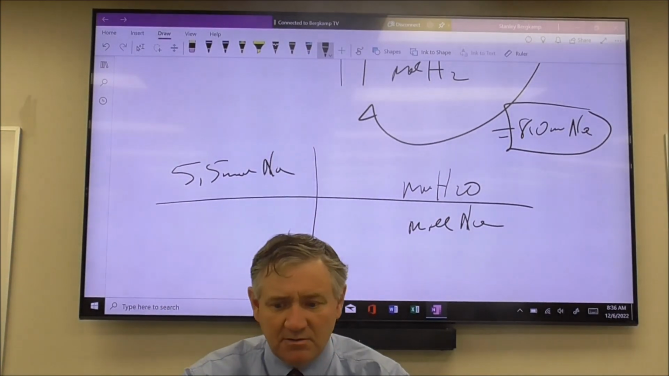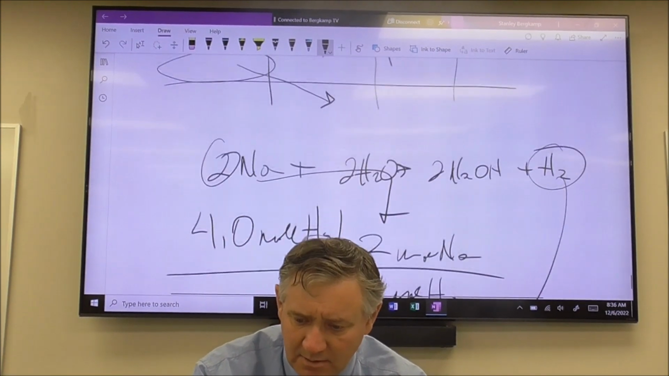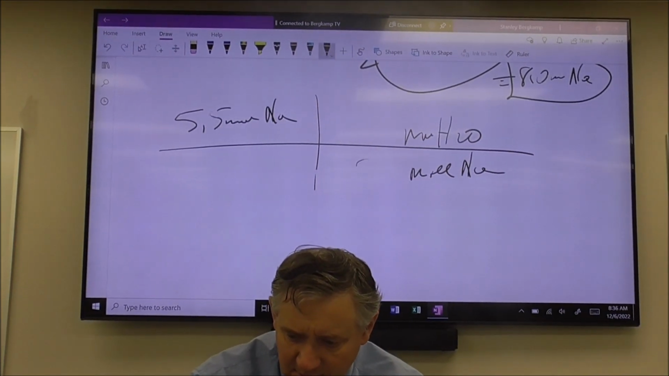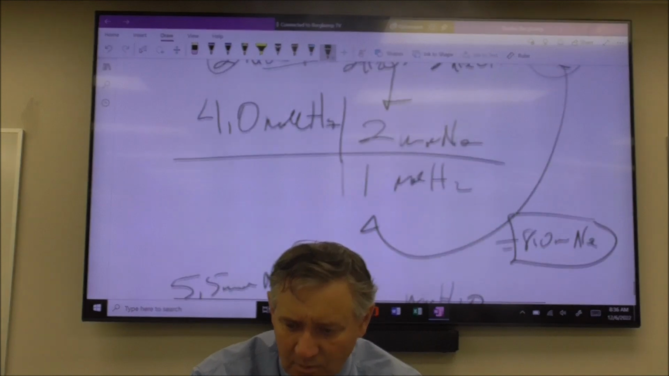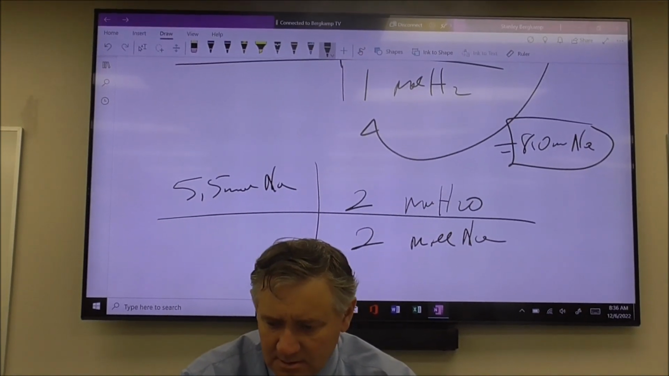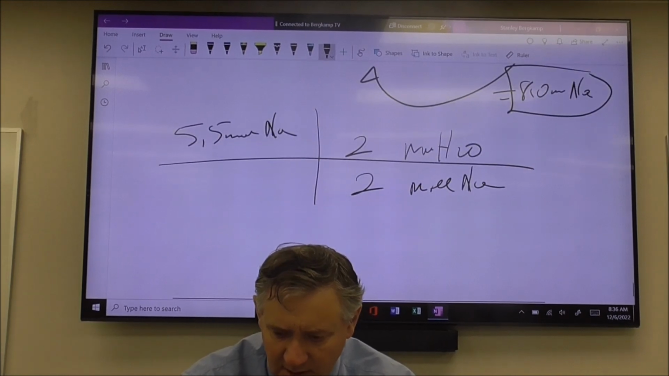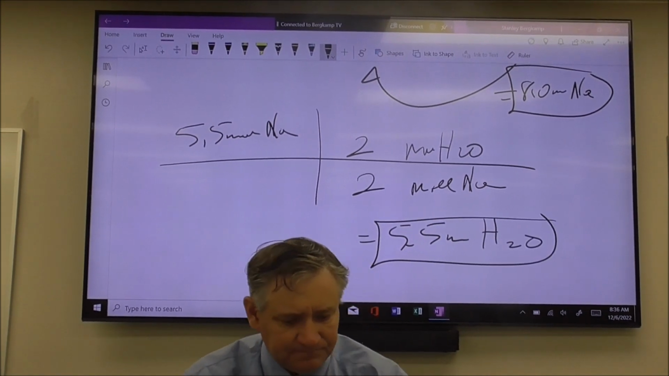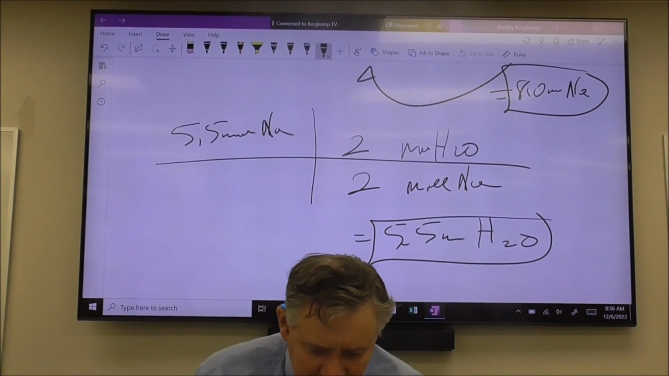Now I know my ratio, and then I'm going to come up here and go, oh, in front of the sodium, there's a 2. In front of the water, there is also a 2. So that basically reduces down to 1. So I get 5.5 moles of water. Okay? So, try number 5 on your own.